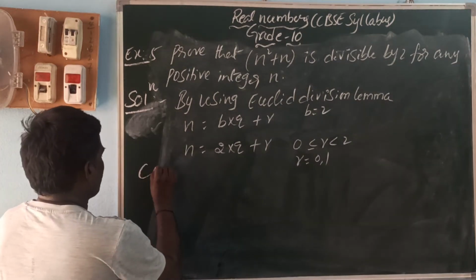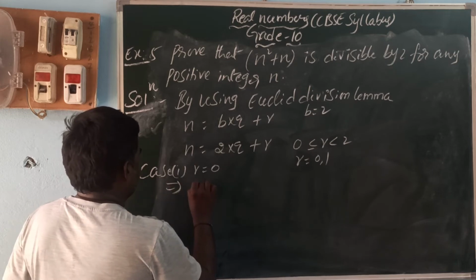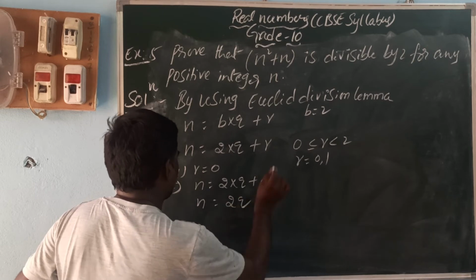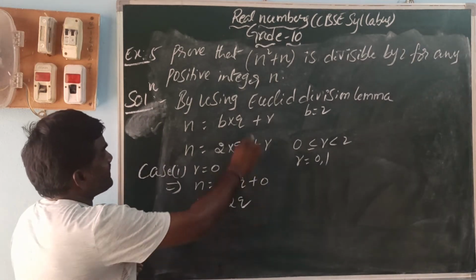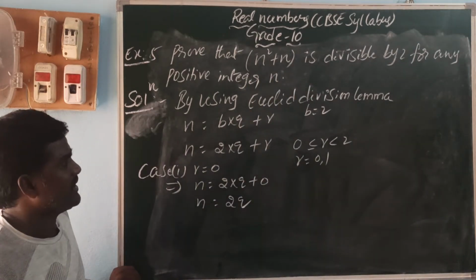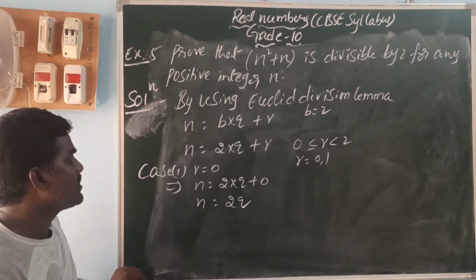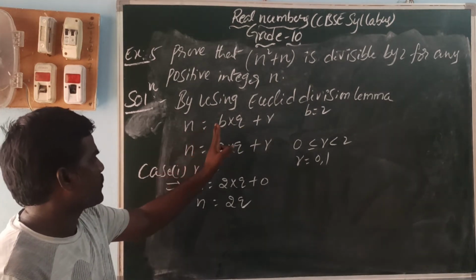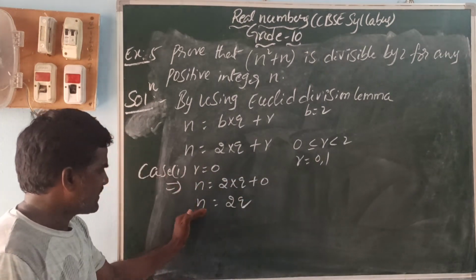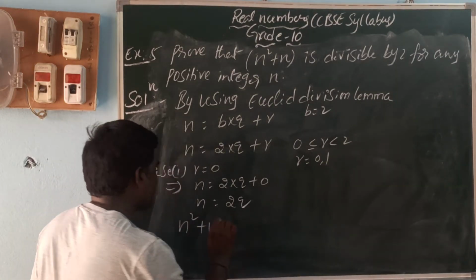If r is equal to 0, then n is equal to 2 into q plus 0. Okay, what they are asking is to prove that n square plus n is divisible by 2 for any positive integer. Here n is given as one positive integer. For the positive integer divided by 2, n is equal to 2 into q plus r. Okay, for the first case r is equal to 0, that is n is equal to 2q. So check here whether n square plus n is divisible by 2 or not.